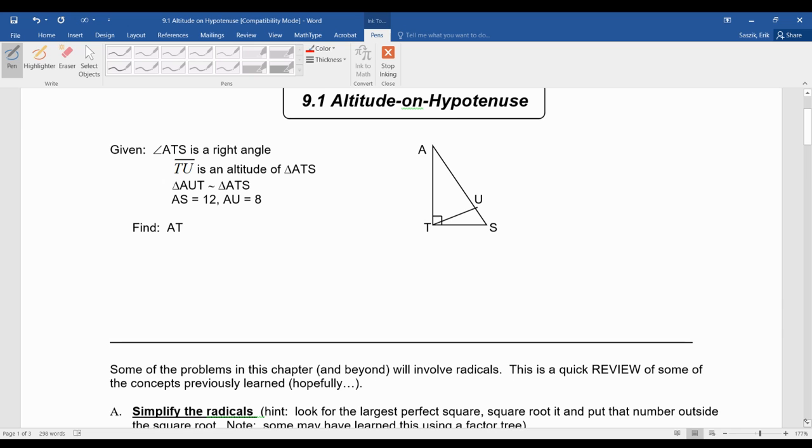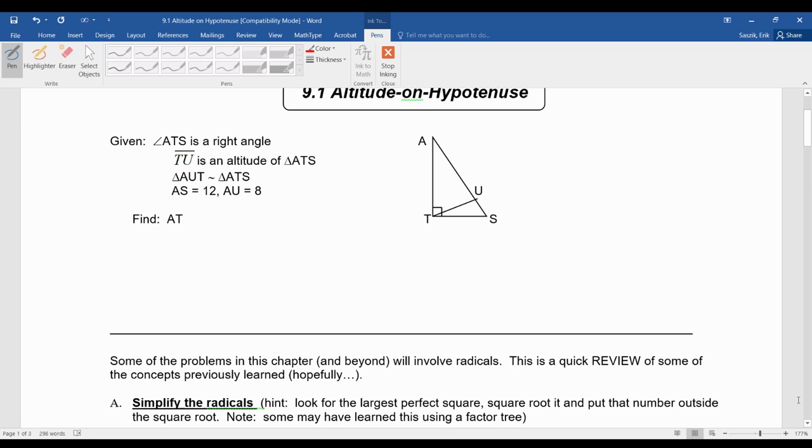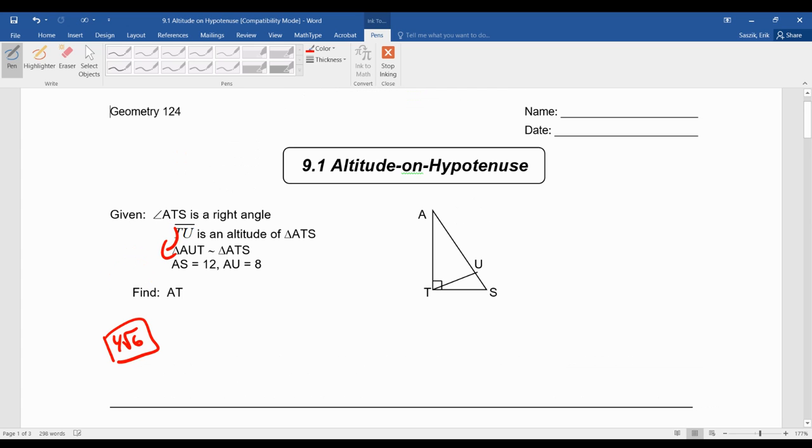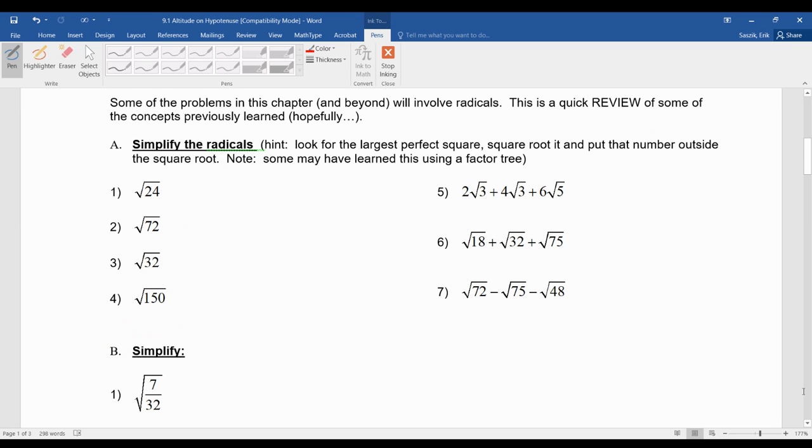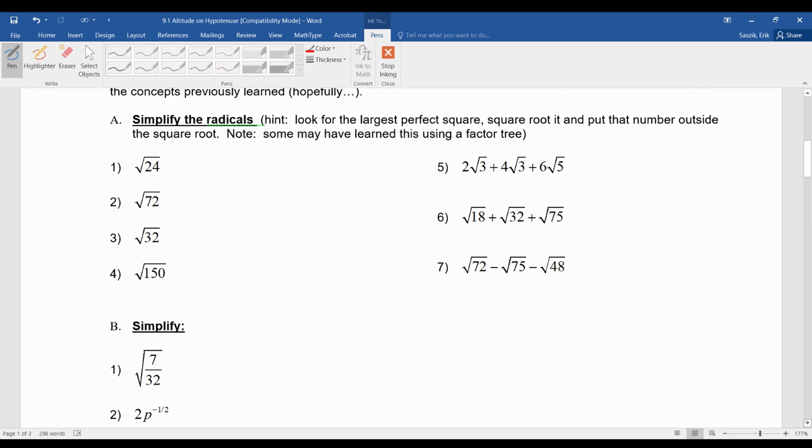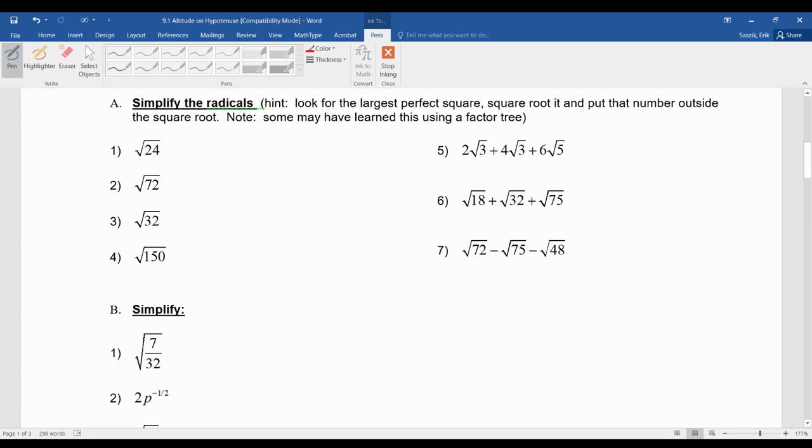So here's an opener. Again, you can do this on your own. I'll have more posted with my solution sheet. You should get an answer of 4 root 6 for this problem. So a quick refresher here on simplifying radicals. We talked about this before, and I mentioned this just the other day.